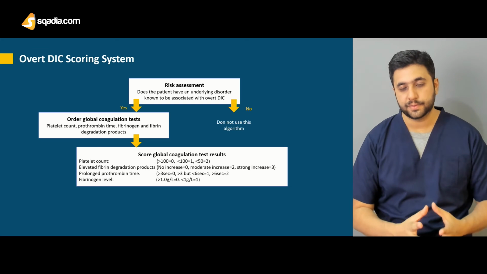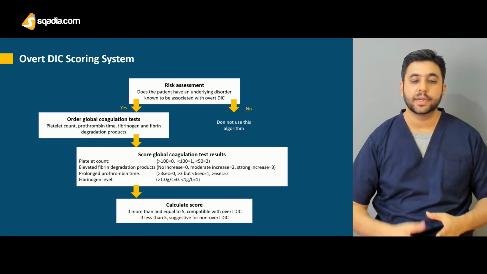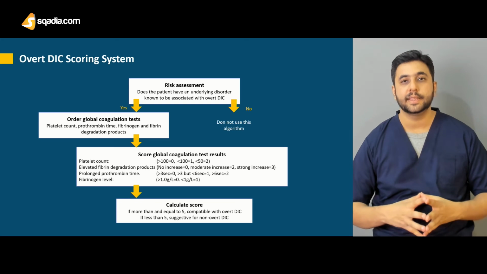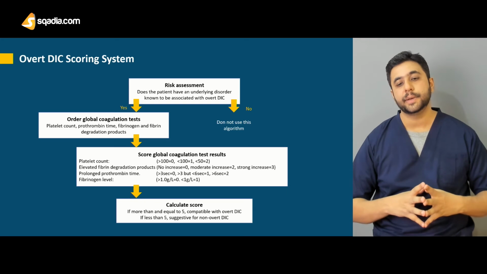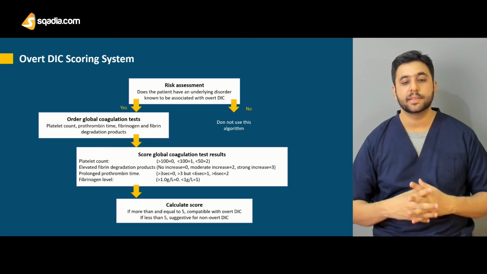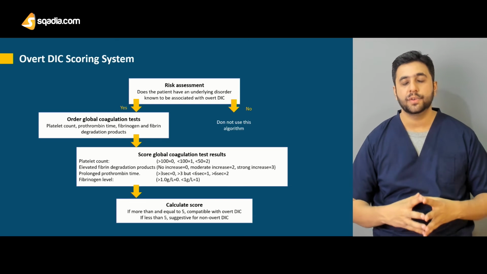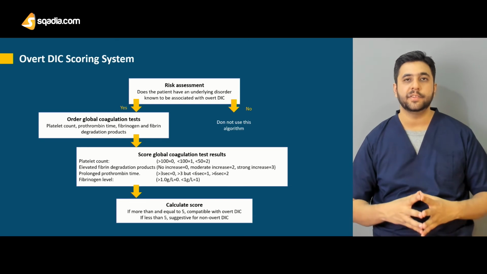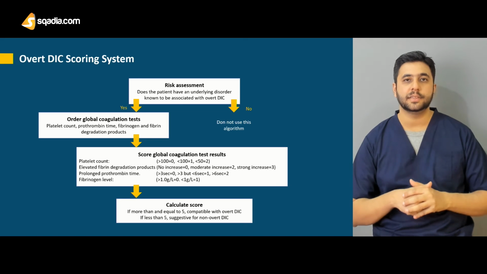So based on all of these labs, we add the score, and if the final score is more than or equal to 5, then that basically reinforces our belief that this patient has an overt DIC. If the score is less than 5, then there's a suggestion of a non-overt or non-apparent DIC. Overt DIC means very apparent or clinically evident DIC. But if the score is less than 5, then there is less chance that this patient has DIC.